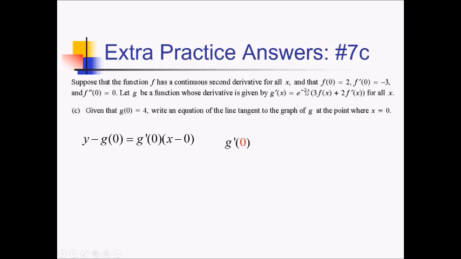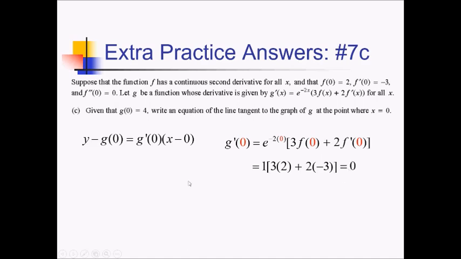We're going to have e to the negative 2 times 0 times 3 times f of 0 plus 2 times f prime of 0. All of that, I'll put that in the brackets. Cleaning this up a little bit, this is e to the 0, which is just 1. In here, this is 3 times f of 0. f of 0 is 2. 3 times that then is going to be 6. Here we have 2 times f prime of 0. Well, they said f prime of 0 was negative 3. 2 times that is minus 6. And if we look closely here, we've basically got 1 times 6 minus 6, which is 0.